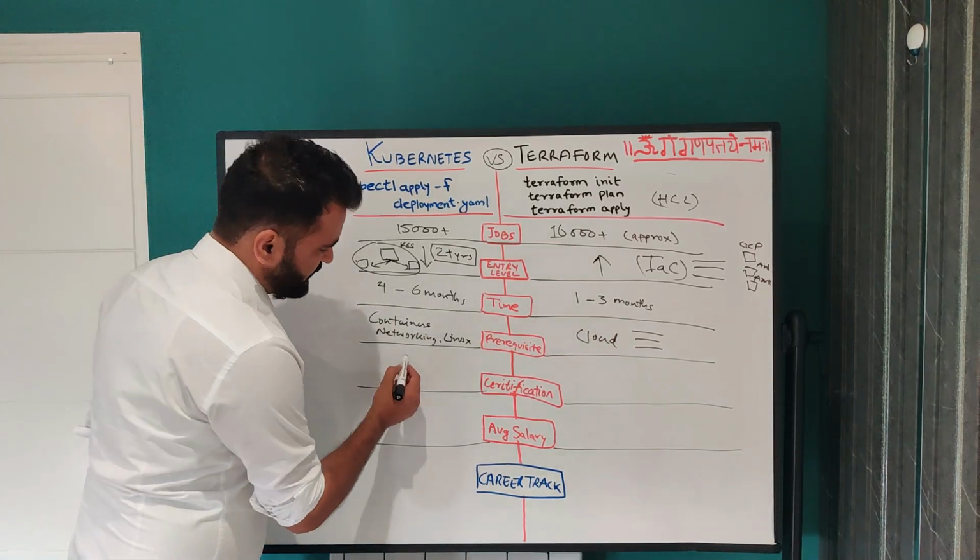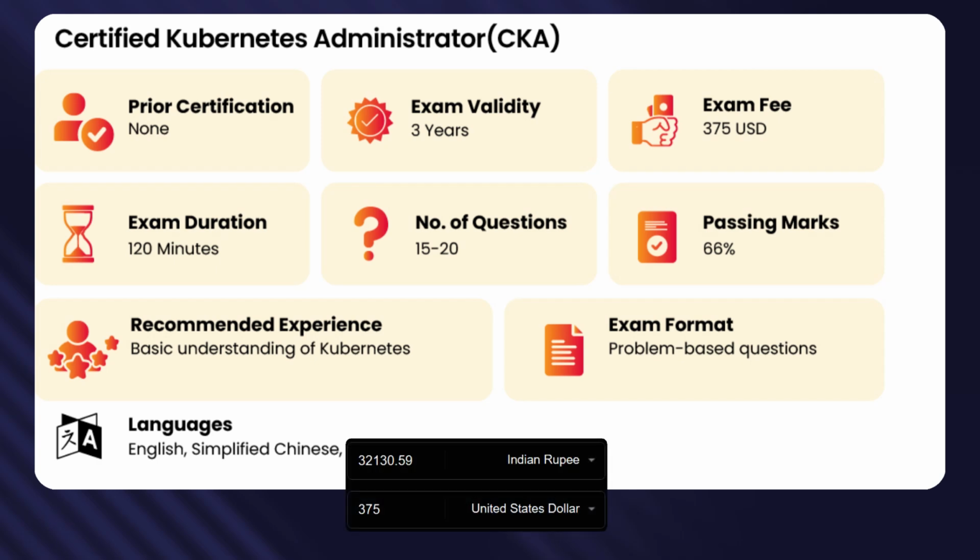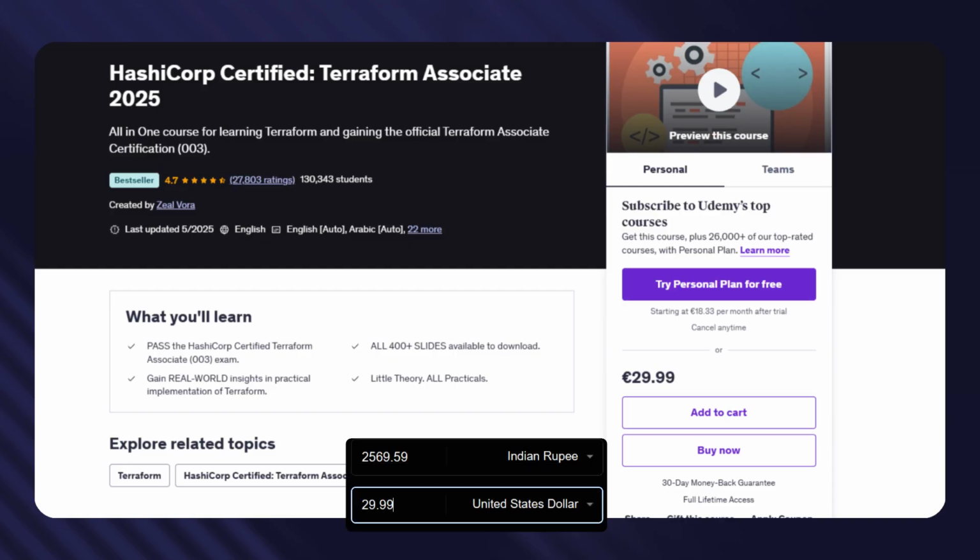Certification: one of the certifications is Certified Kubernetes Administrator. It is around 28,000 or 30,000 rupees; I don't know exactly. The certification for Terraform Associate comes to around 5,000 rupees. Okay.